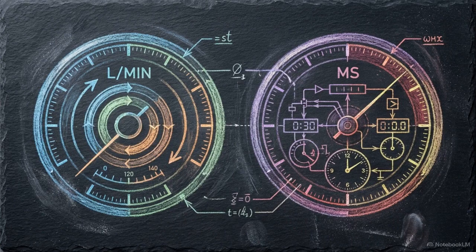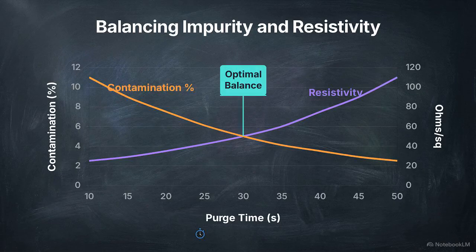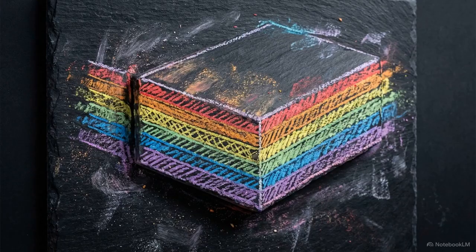Within this cycle, variables like purge gas flow rates and purge duration must be strictly calibrated. This controls the balance between impurity levels and the film's electrical resistivity, a critical calculation when depositing conductive materials like titanium nitride. This concept of manipulating time extends to broader techniques like pulsed CVD.